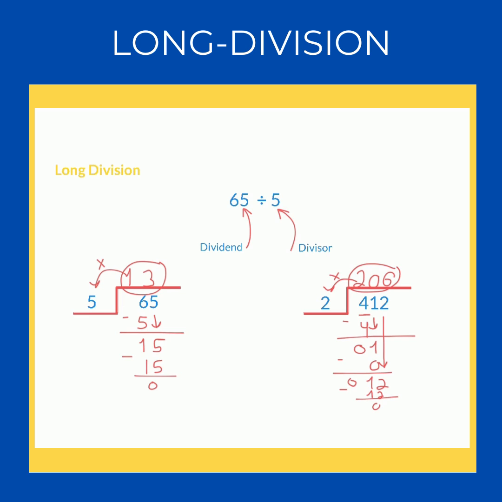Now let's talk about the names. So 412 is called the dividend, 2 is called the divisor, 206 is called the quotient, and 0 is the remainder. In this example, again, 65 is the dividend, 5 is the divisor, 13 is called the quotient, and the remainder here is 0.